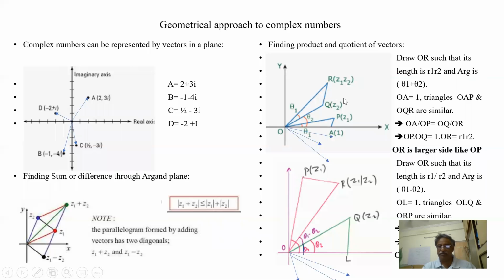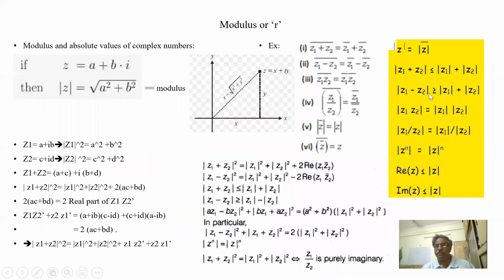Similarly, mod of Z1 minus Z2 is more than the difference of mod Z1 and mod Z2. Again the same principle: in a triangle, the difference of two sides should be more than the third side. The sum of two sides should be more than the third side. This is the third side.